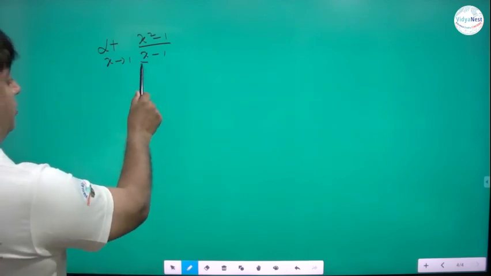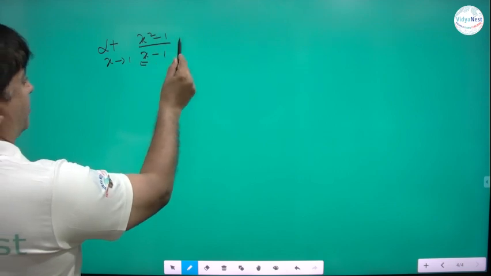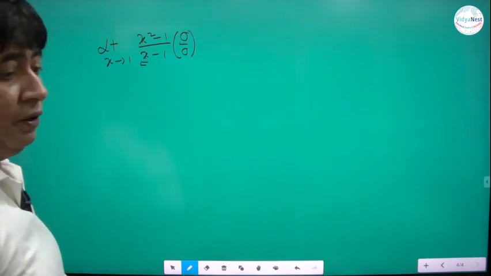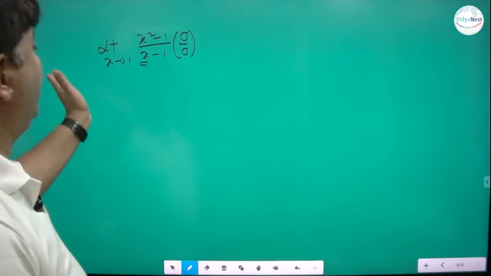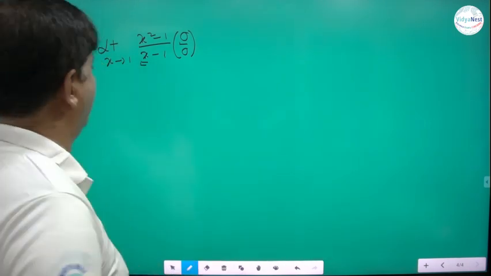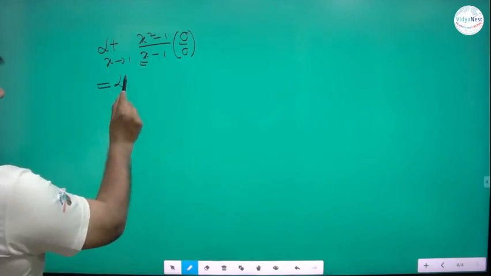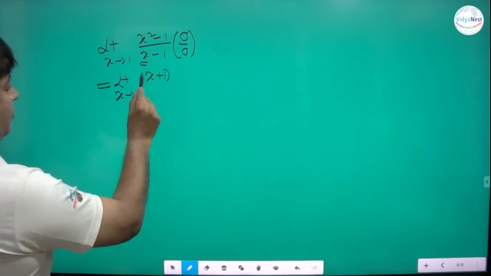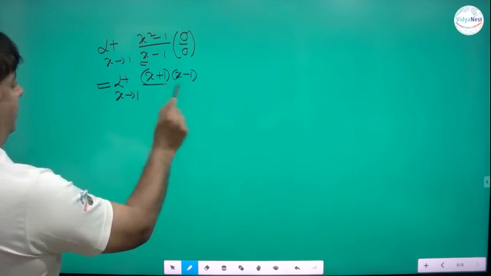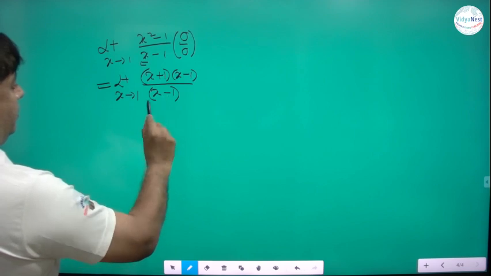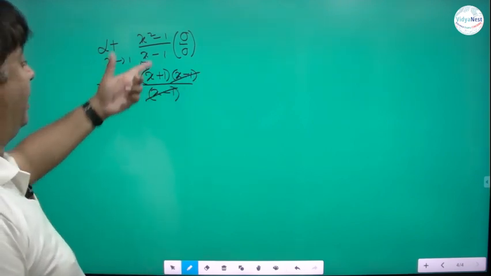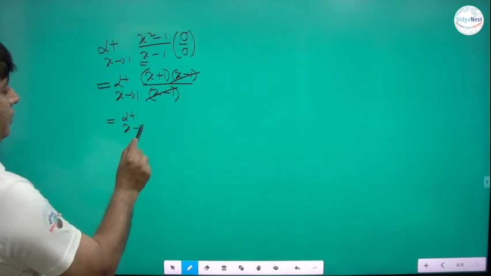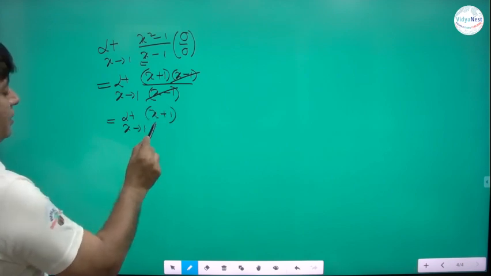But here if you put, you see 1 minus 1 is 0, 1 minus 1 is 0. So it is attaining 0 by 0 form. Yes or no? That means we are not allowed to put x is equal to 1. So it demands simplification. So, x plus 1, x minus 1, that will get cancelled. So that 0 part is removed from the denominator, and you have got x plus 1.